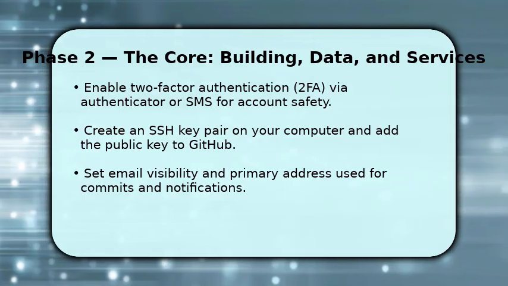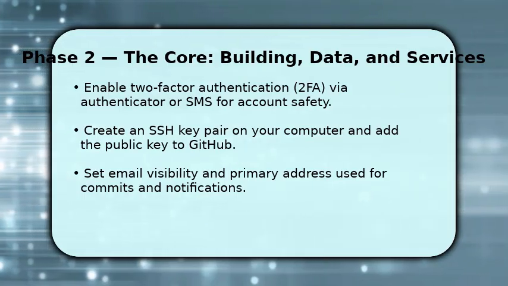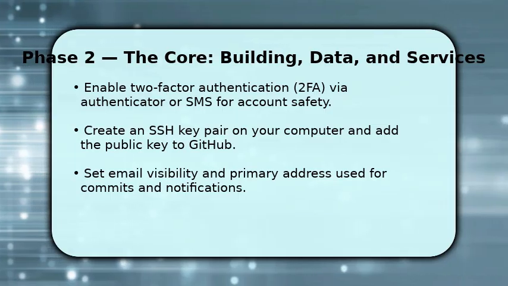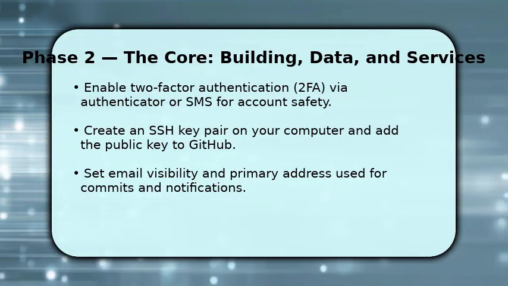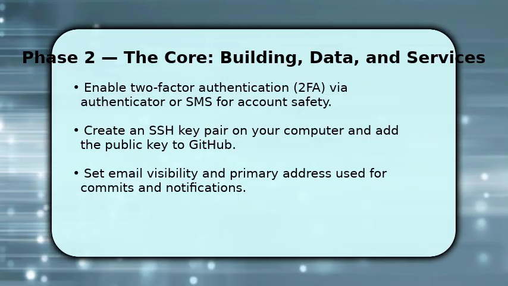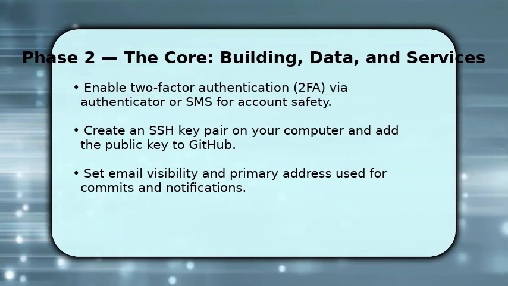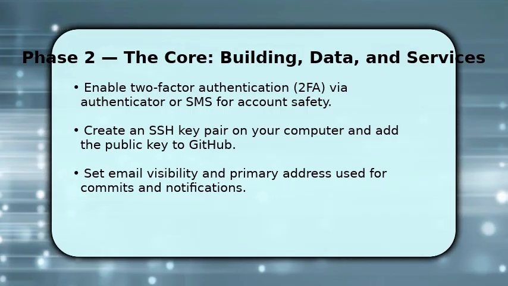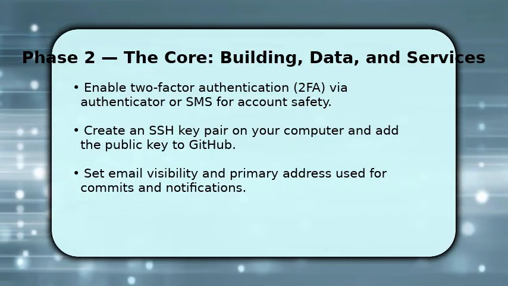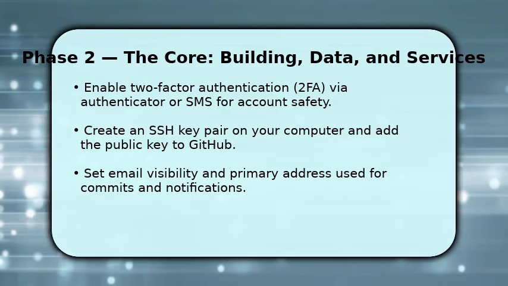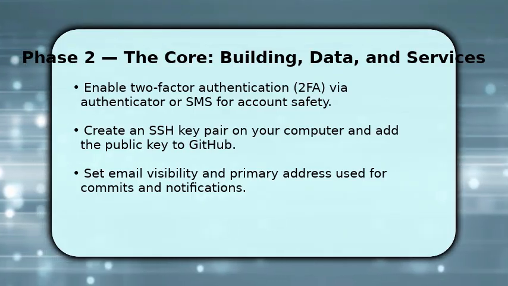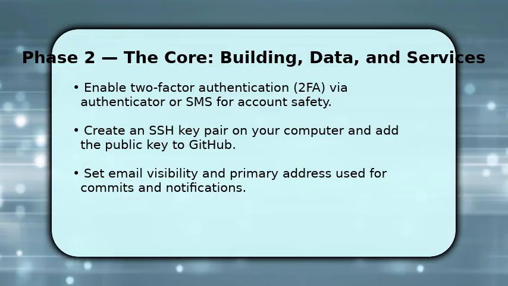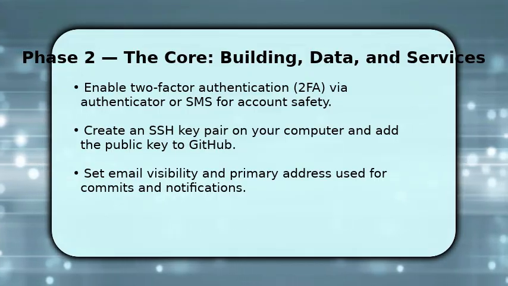First, enable two-factor authentication. Use an authenticator app for stronger protection and save recovery codes in a secure place. Next, generate an SSH key pair on your computer and paste the public key into your GitHub SSH key settings so pushes authenticate seamlessly. Then, set your primary email and visibility preferences because commit attribution depends on that address.